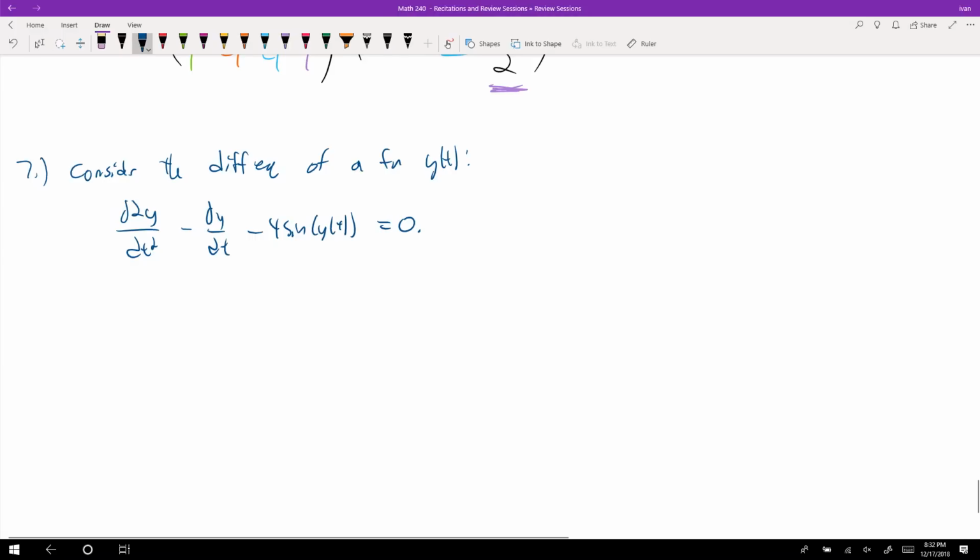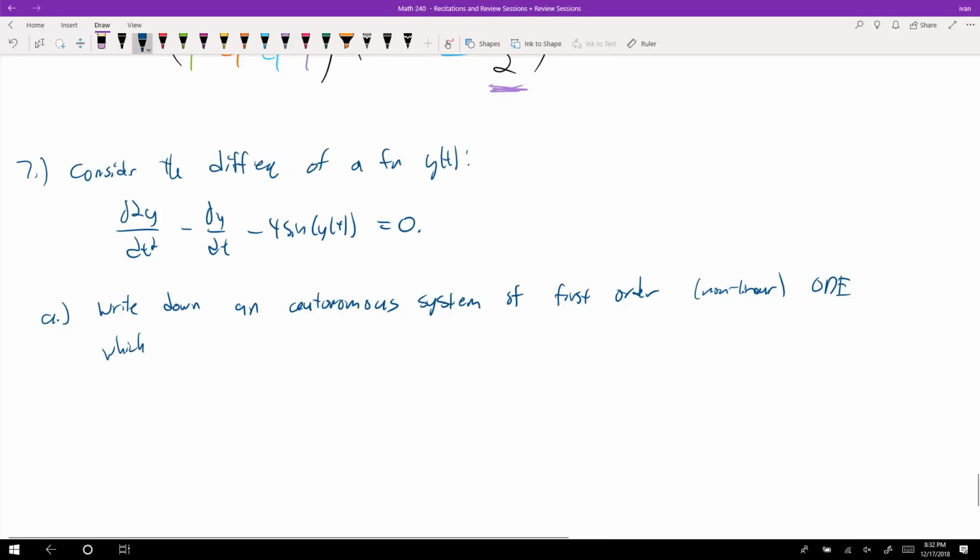So this problem, we can only really do part A, which is: write down an autonomous system of first order nonlinear ODEs which is equivalent to the above differential equation. Essentially it's just asking you to convert this into a system of equations. I think I had a practice problem or two on this for midterm 3. Does anyone remember how to do these types of problems?